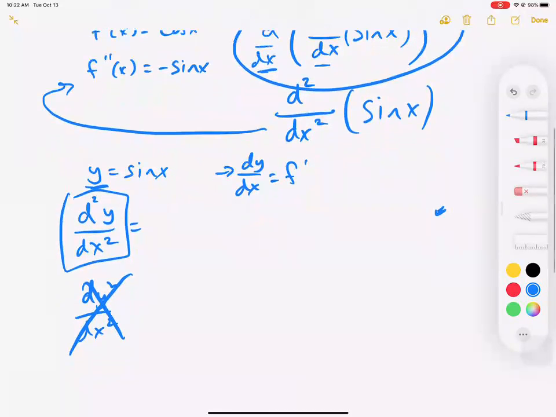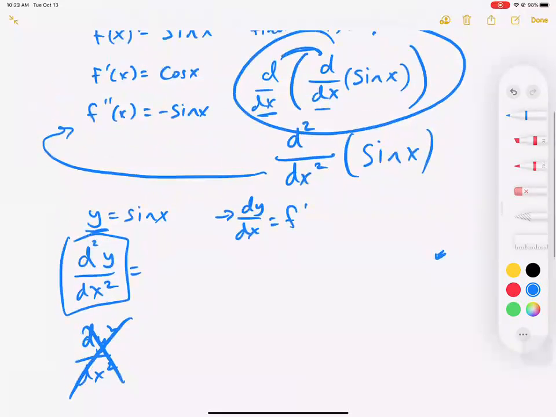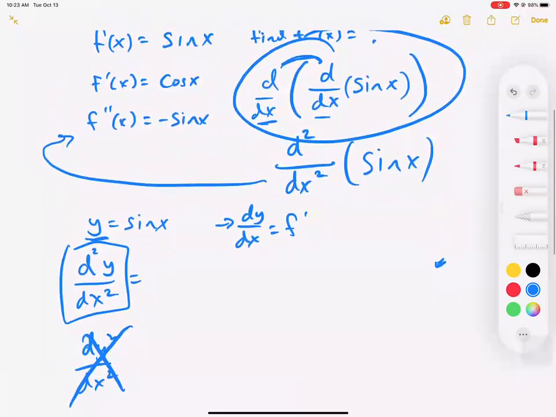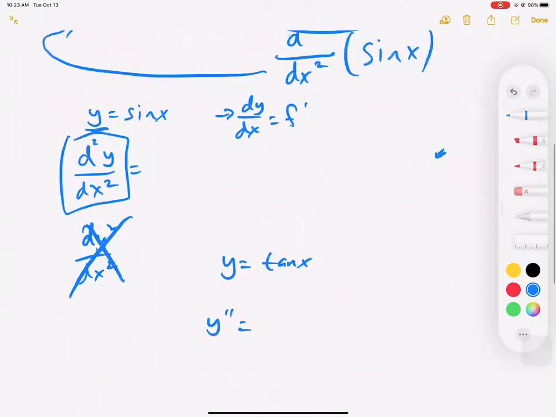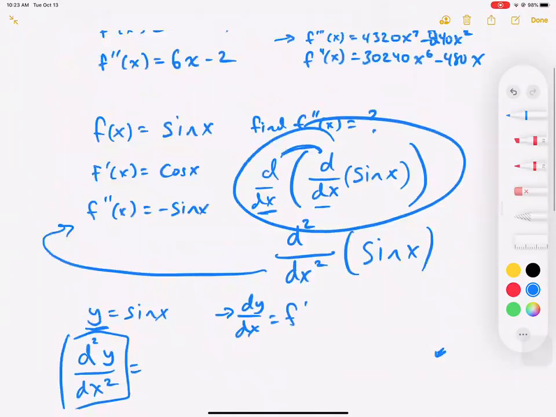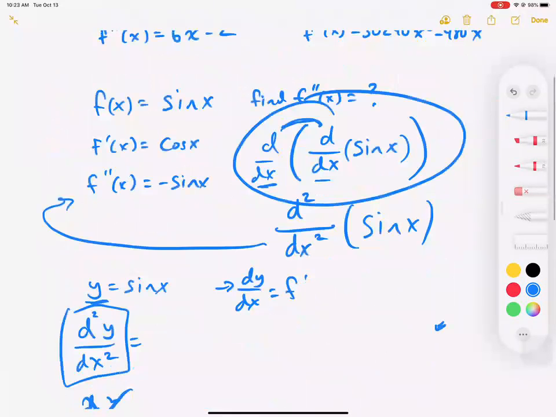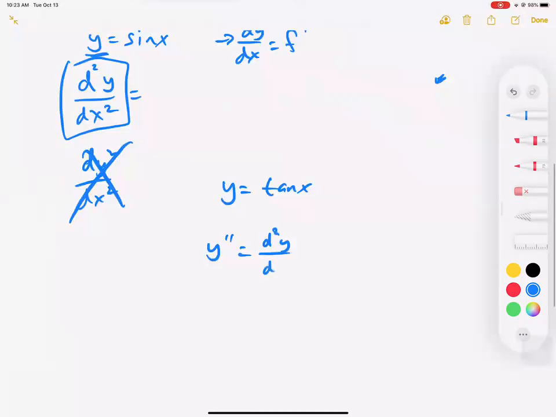Okay. So let's go back and do this problem, except with tangent. So if y is equal to tangent x, what is y double prime? Okay, so we have a lot of different ways of writing this notation. We can write it in f. We can write it in y. This is the same as d squared y over dx squared. Same notation. It just means take that second derivative.